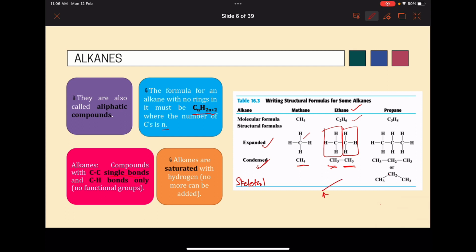So, each corner here shows one carbon and the second carbon. Same for propane, since it has 1, 2, 3 carbon. So, then we can do the skeletal structure for propane like this one. We have 1 carbon, 2 carbon, and 3 carbon.